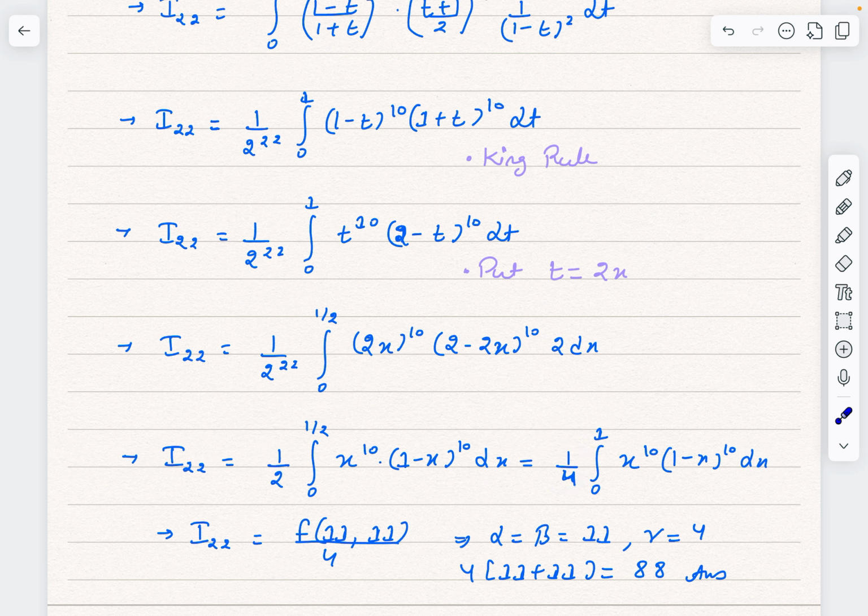So if you compare now, this is nothing but 1/4, 4 outside. This will become F(11, 11). So alpha will be 11, beta will be 11, gamma will be 4. So you get 88 as the answer. Okay, this was a good problem.